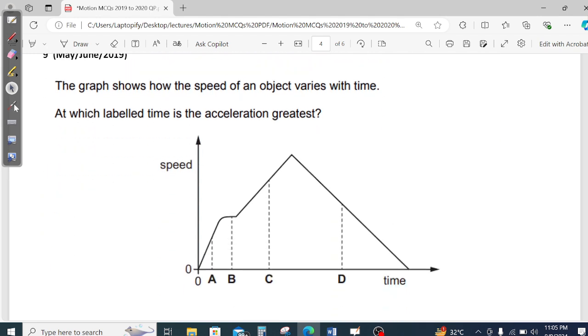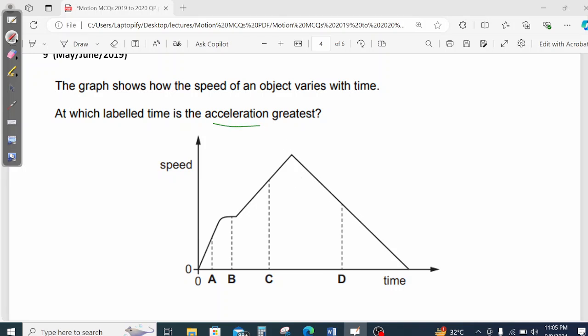The graph shows how the speed of an object varies with time. At which labelled time is the acceleration greatest? So this is the speed-time graph. The gradient of a speed-time graph will give you the acceleration. So here we have 3 curves. The first curve is this one, A. The second is this one. The third is this one.